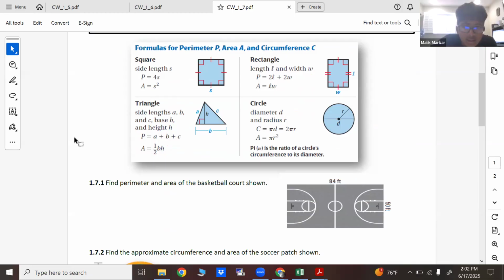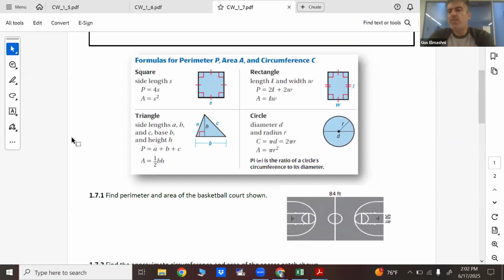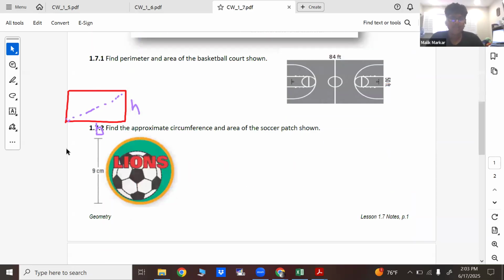Perimeter and area. To find the perimeter, just add up all the sides, and the area is just length times width for a rectangle or a square. For a triangle, it's 1/2 times base times height. Because if you think about it, if you had a rectangle and cut it in half along its diagonal, obviously it's half of the base times height, right? It's half of it.